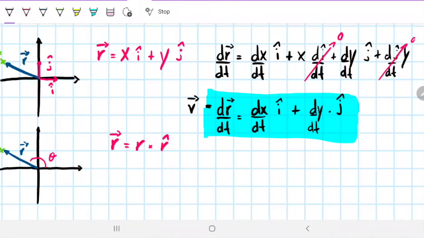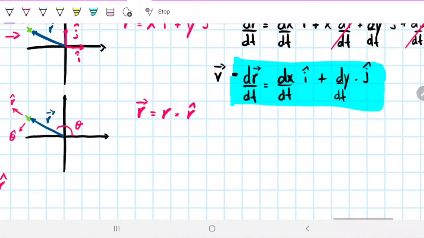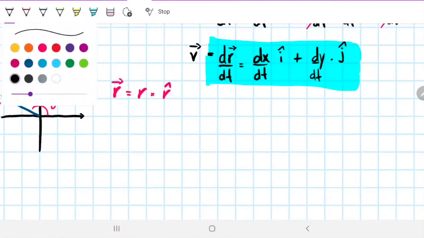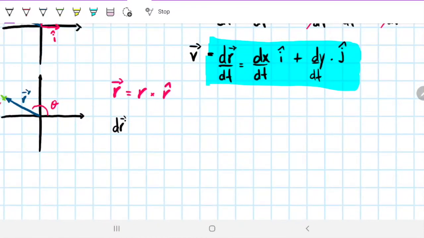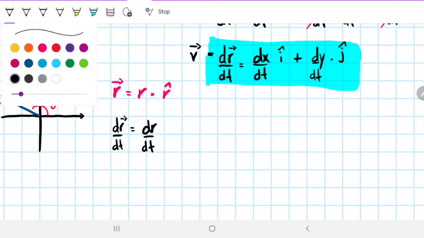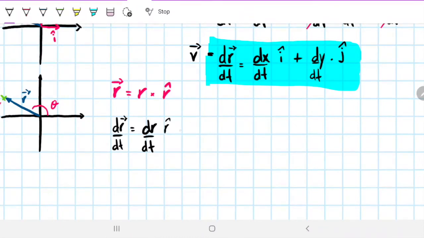When we go to do this on the polar, however, things get a bit more complicated. Why is that? Well, let's try to do it here. Okay, so I'm going to derive, again, the position vector with respect to time. And to do that, I'm going to have to apply the chain rule again. I'm going to do the derivative of this one times the second one, and then the derivative of the second one times the first one. So it's going to be the derivative of r with respect to time times r hat, plus the derivative of r hat with respect to time times the scalar r.